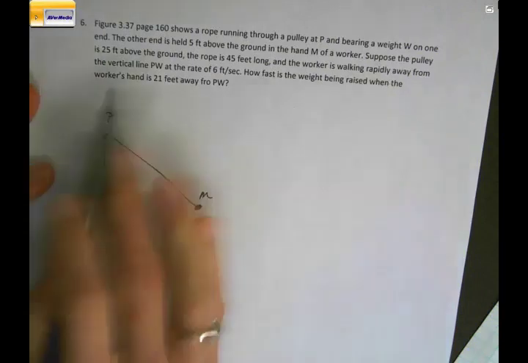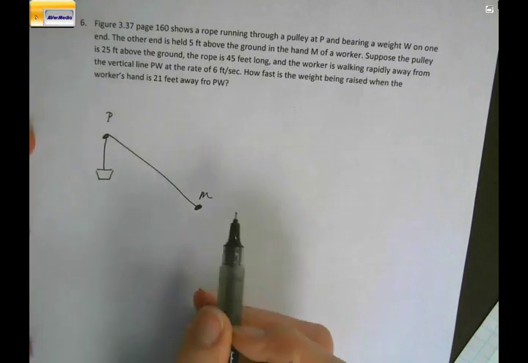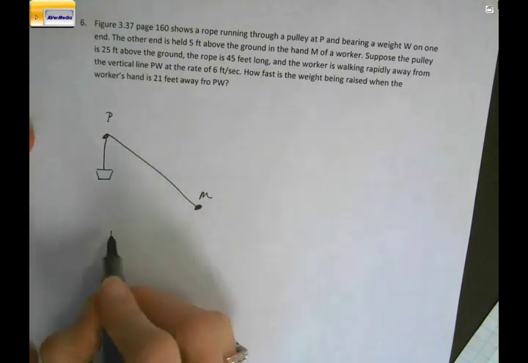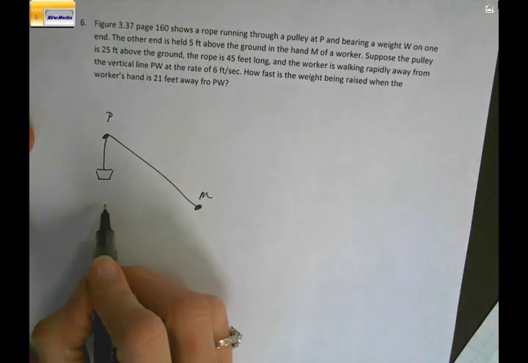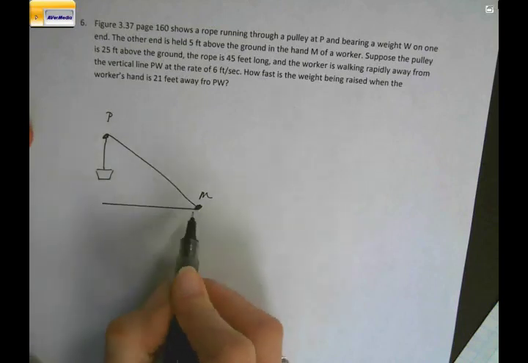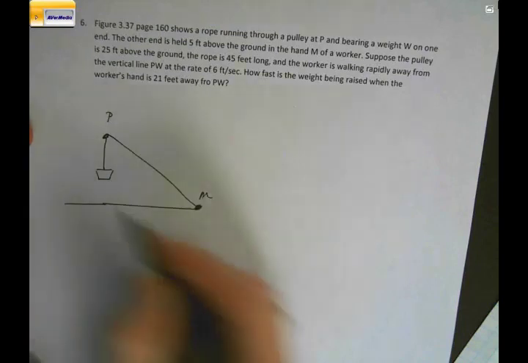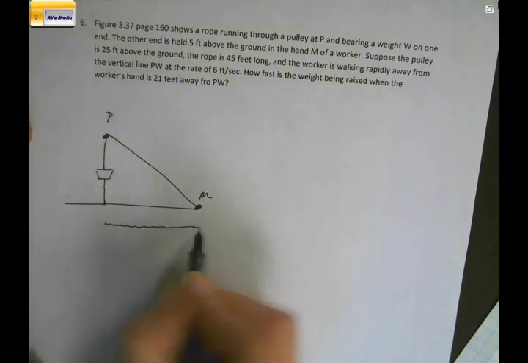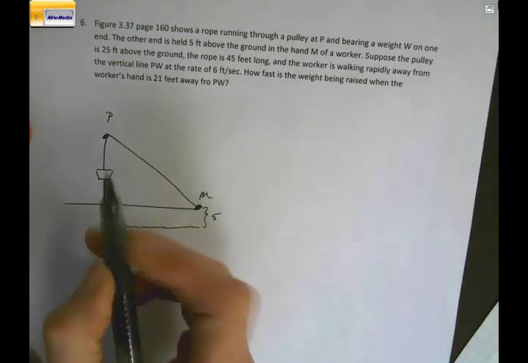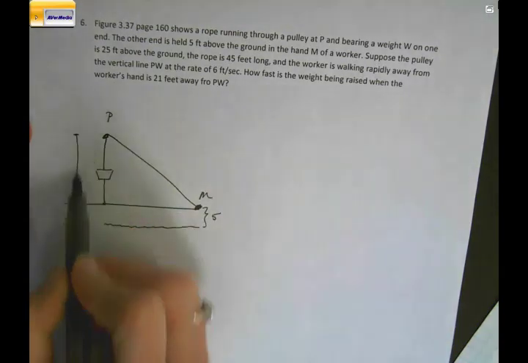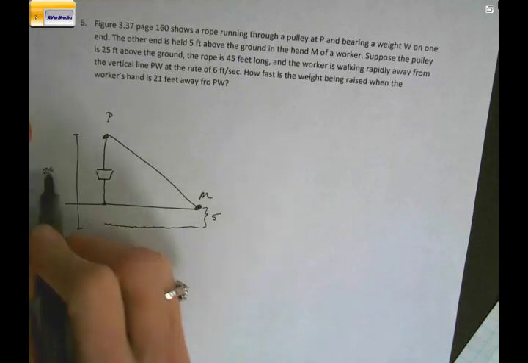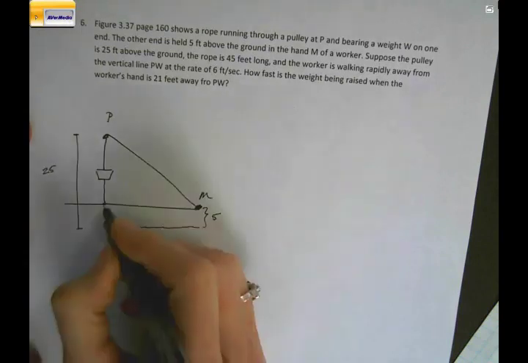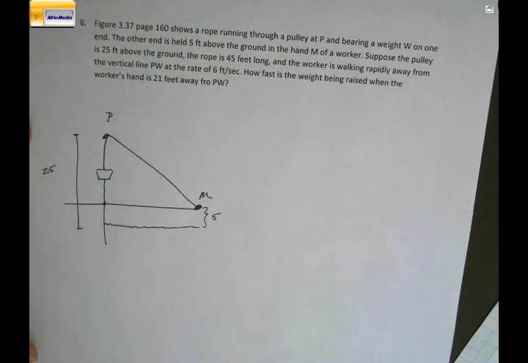Suppose the pulley is 25 feet above the ground. All right, so if I can get this here. Okay, hold on here. I'm going to put the origin at the guy's hand, okay? So if this is the ground right here, this is 5 feet, and this distance from here to the ground is 25 feet, because the man's 5 feet tall, to the hand or whatever.